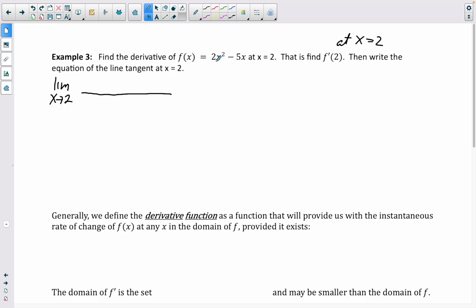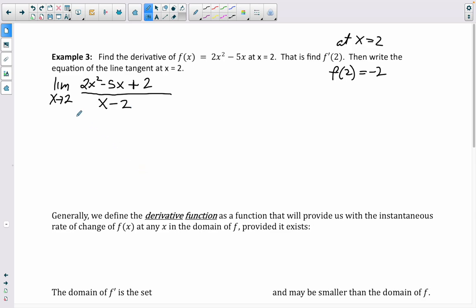So f of x is this 2x squared minus 5x minus, now I'm going to find what f of 2 is. All right, so f of 2 is 2 times 4 minus 10. f of 2 is negative 2. So this is becoming a plus 2 now, right? Minus a negative 2, plus 2. So just be mindful of negative signs. x minus 2 in the denominator, okay?